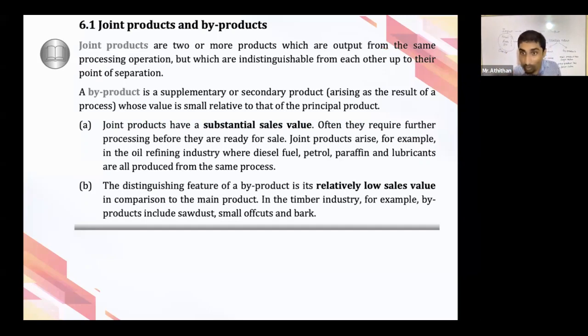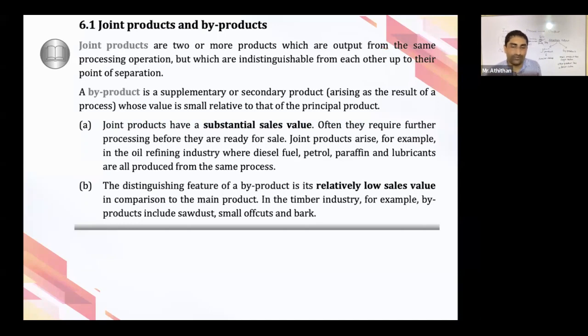It is relatively low sales value in comparison to the main product. Main product ஓட ஒப்பிடுற போது அதோட வேல்யூ வந்து குறைவா இருக்கும். It's very low value compared to the main product. So we can separate the main product and byproduct. பிரதான உற்பத்தியையும் துணை உற்பத்தி அல்லது உப உற்பத்தியை நாங்க செப்பரேட் பண்ணக்கூடியதா இருக்கு.